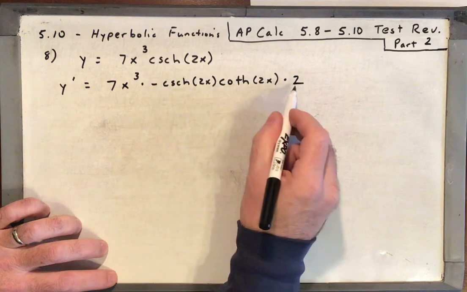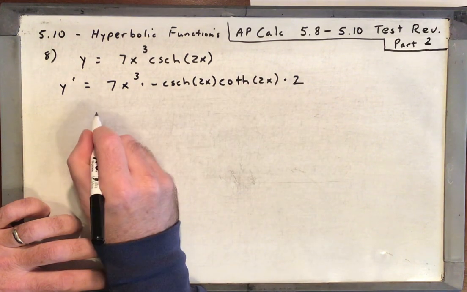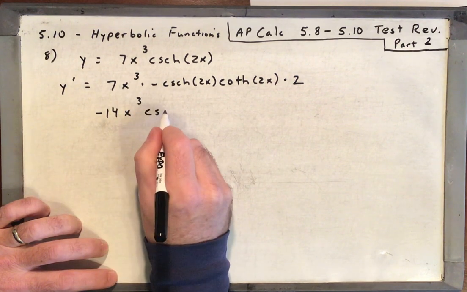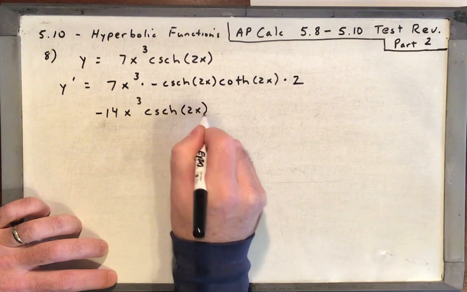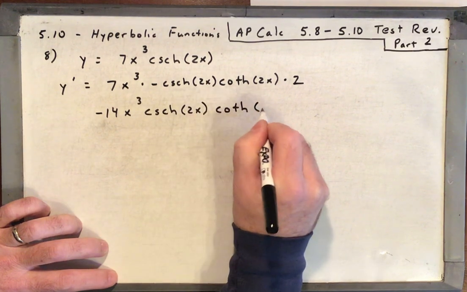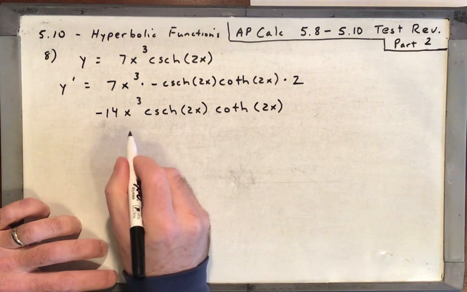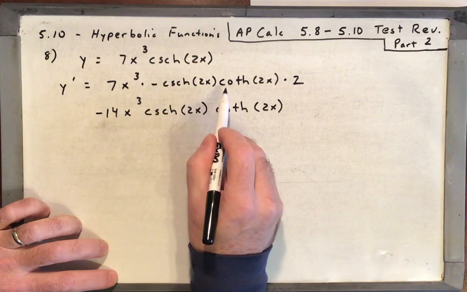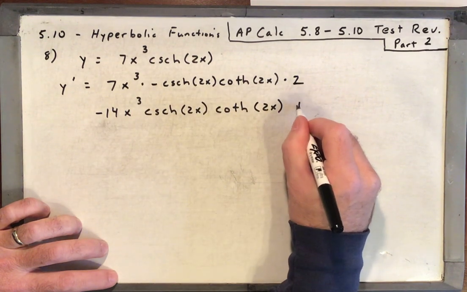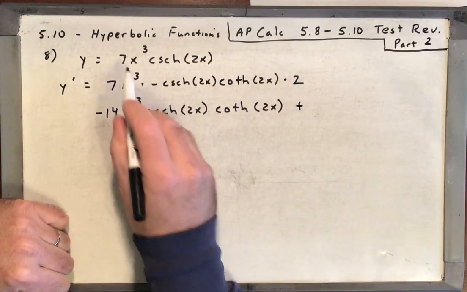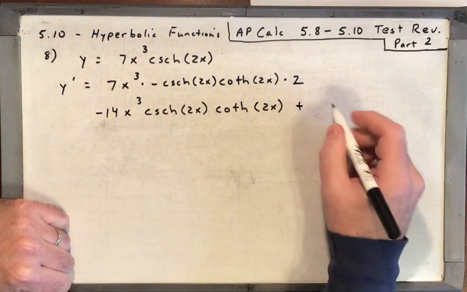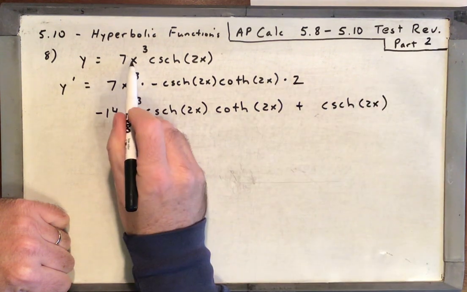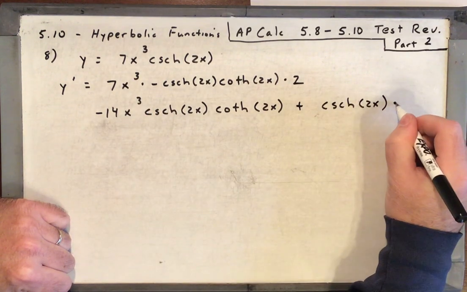Okay, so putting this all together, 2 times 7, 14, and the negative, so it's going to be negative 14x cubed hyperbolic cosecant 2x hyperbolic cotangent 2x. All right. That is first times the derivative of the second plus the second. So that took a lot. First times derivative of the second was that. The second, hyperbolic cosecant 2x times the derivative of the first, 21x squared.